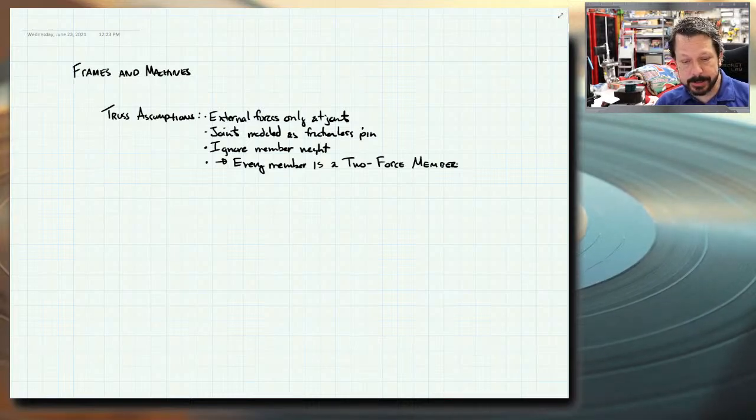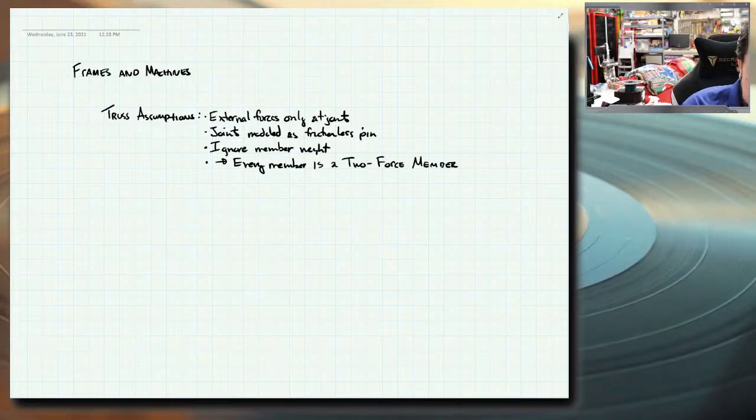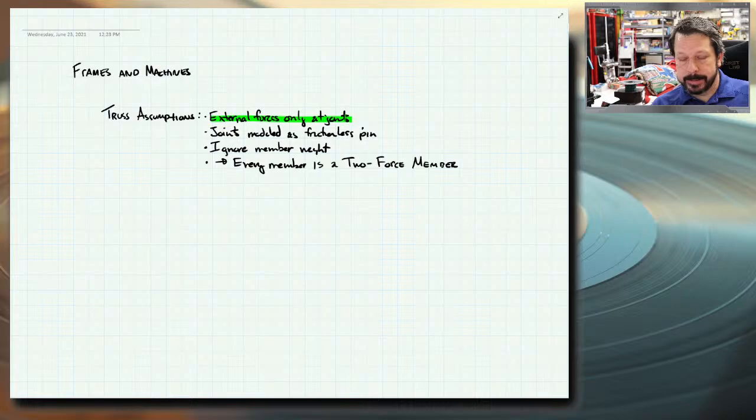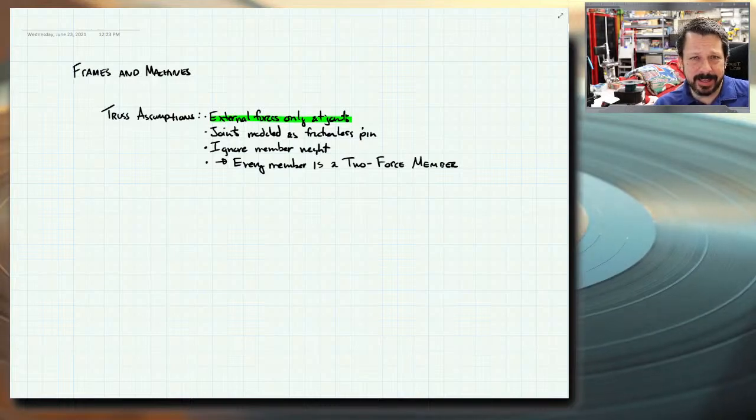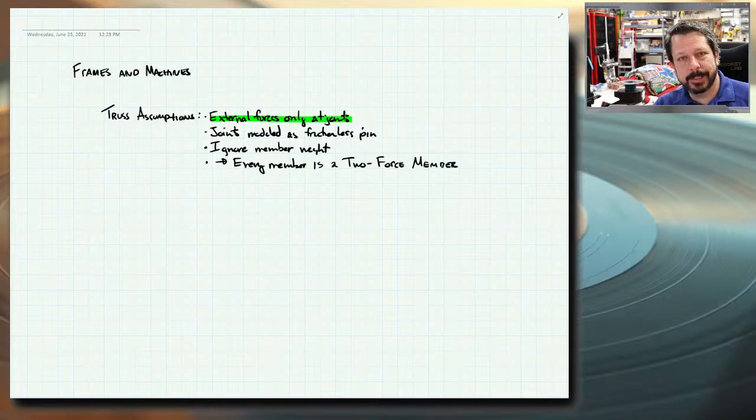A frame or a machine is going to violate at least one of these things, and it's usually this. There's usually a force on the frame or the machine that is directly applied to the member, and you can't simplify it to be at one of the joints. You can't move it around or anything. It's just applied directly to the member, and there's no way around it. And as soon as you have something like that, then this cannot be a truss anymore, and we cannot use method of joints and method of sections. We need to use some other system to solve for the member forces. It also means that there can be two force members in a frame or a machine, but it's not guaranteed.